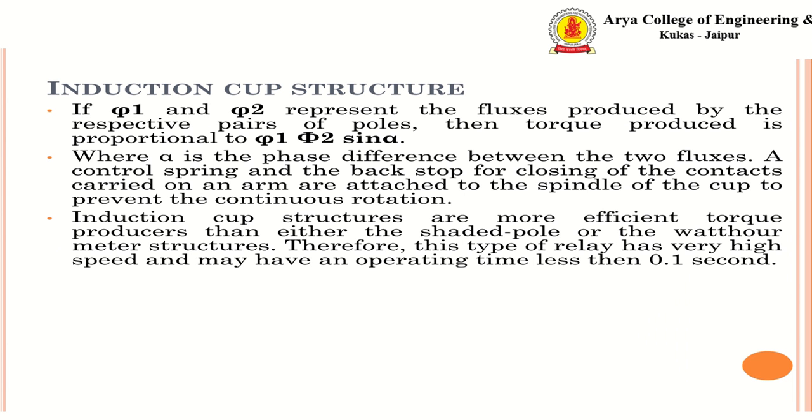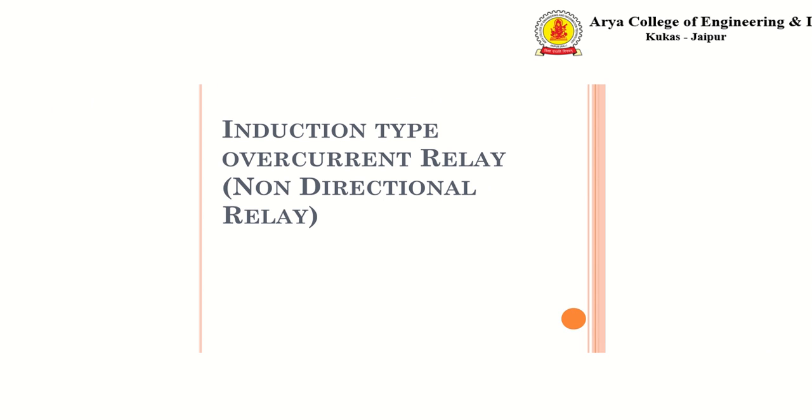If phi1 and phi2 represent the flux produced by the respective pairs of poles, then torque produced is proportional to phi1 phi2 sin alpha, where alpha is the phase difference between the two fluxes. A control spring and the backstop for closing of the contacts carried on an arm are attached to the spindle of the cup to prevent continuous rotation. Induction cup structures are more efficient torque producers than either the shaded pole or the watt-hour meter structures. Therefore, this type of relay has very high speed and may have an operating time of less than 0.1 second.